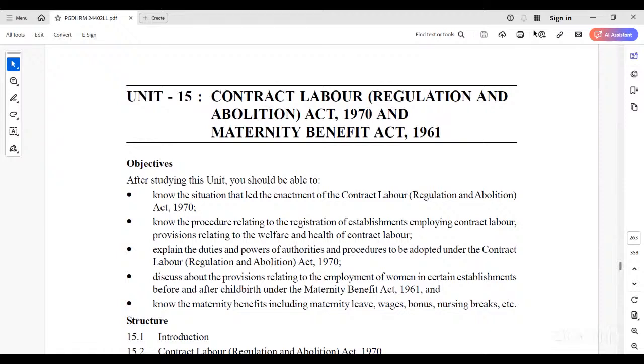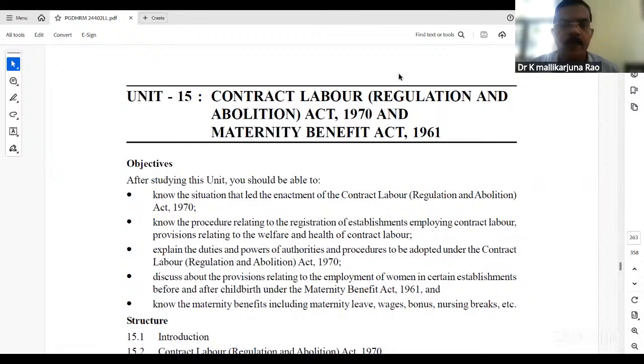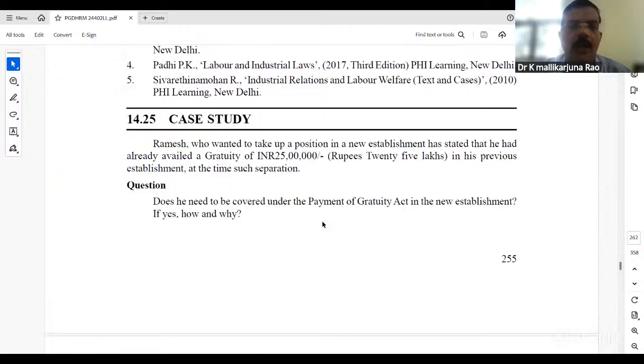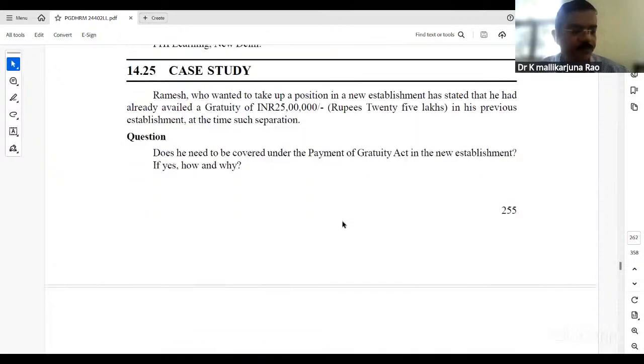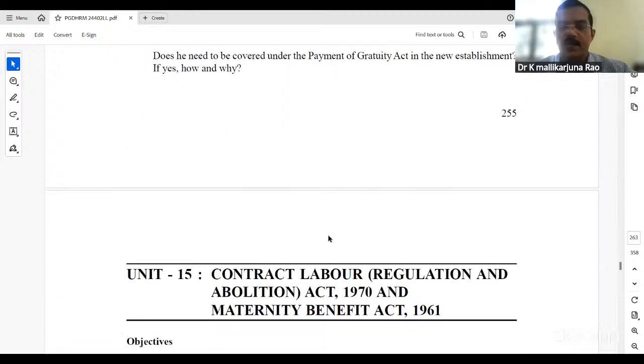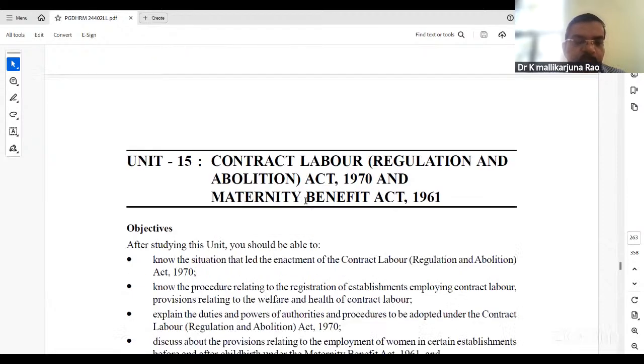Good morning to all. Today we are in block number five, and in block number five there are four different acts. One of them is the Contract Labor Regulation and Abolition Act 1970, and we are also going to discuss one more act, that is the Maternity Benefit Act 1961. These two we are going to discuss today in detail.